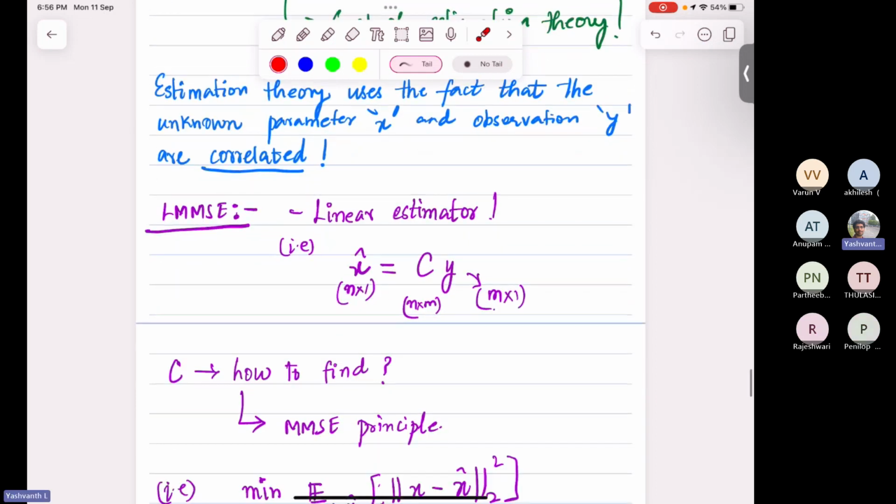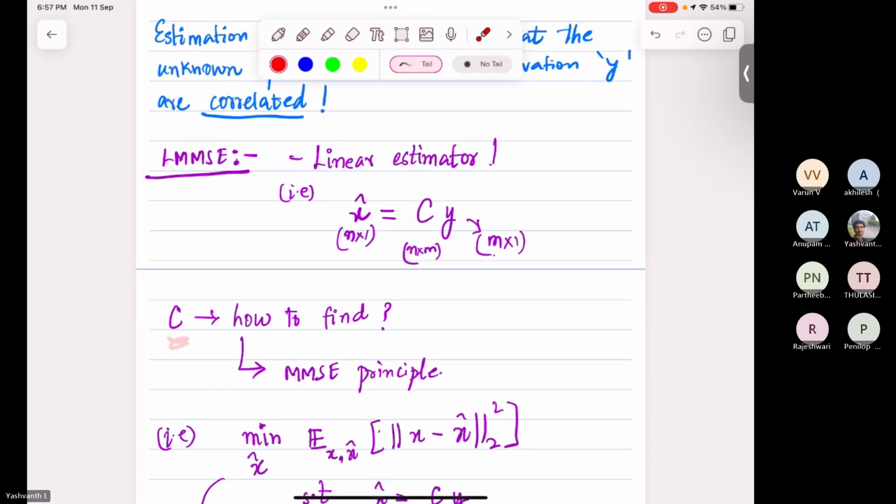Okay, so here, for example, see this. Here I have written the vector matrix equation. If you consider everything to be one-dimensional scalar, x hat is equal to c times y, where c is some number. So it's a linear scaling of your observation. That's why it's called a linear estimator. Now, how to find the c? That is the second part of the acronym, MMSE.